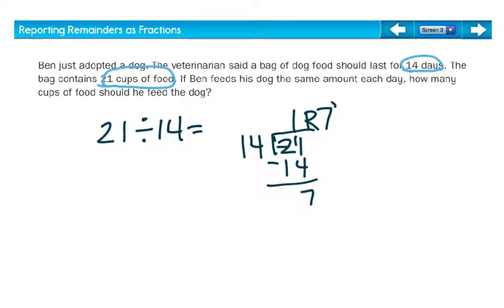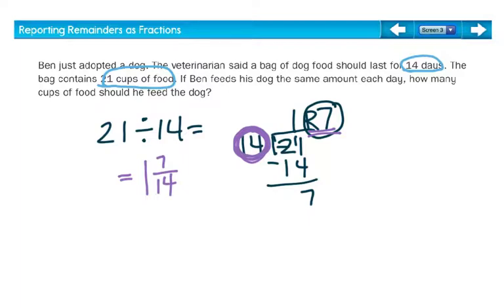Should he just take that 7 cups of food and throw it away or ignore it? No, absolutely not. He has to divide that up into a smaller fraction. So what we would do then, remember, the divisor always is our denominator. So the answer would be 1. We're going to write this as a fraction. The remainder goes on top. The divisor goes on the bottom. So the dog would get 1 7/14 of a cup.